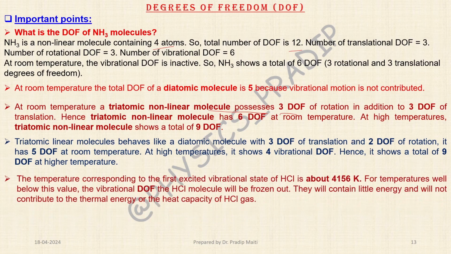The temperature corresponding to the first excited vibrational state of HCl, HCl being a diatomic molecule, is very high, that is 4156 Kelvin. So for temperatures well below this value, the vibrational degrees of freedom of the HCl molecule will be frozen out, that is, the vibrational degrees of freedom is 0.